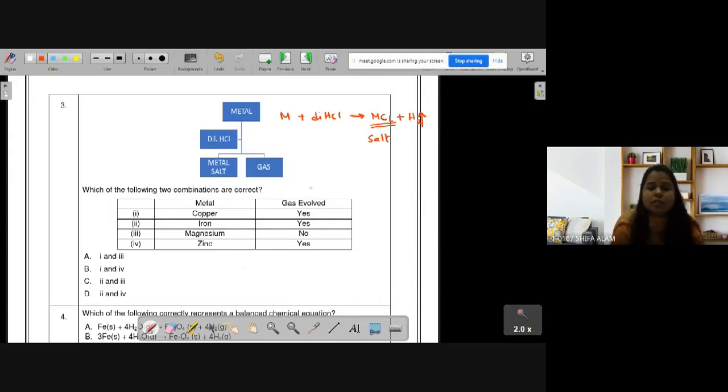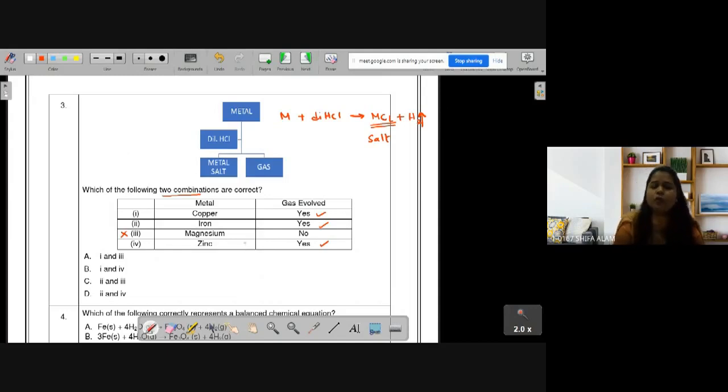So we need to see which of the following two combinations are correct. That is the combination in the two columns, metal and the gas evolved, right? So do we see that any gas is evolved? Yes. So we look for the options 1, 2, 3 and 4. Options number 1, 2 and 4 show that gas is evolved. Definitely a gas is evolved. So option 3 cannot be my correct option.